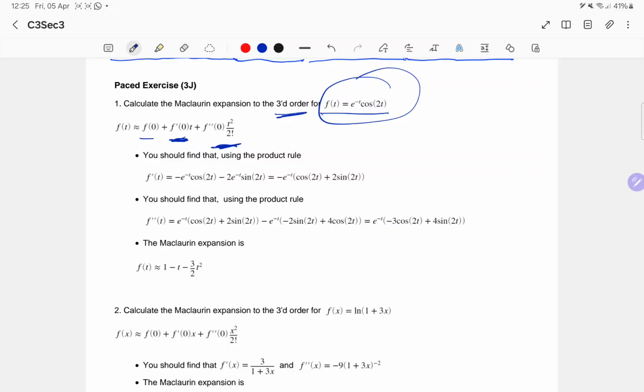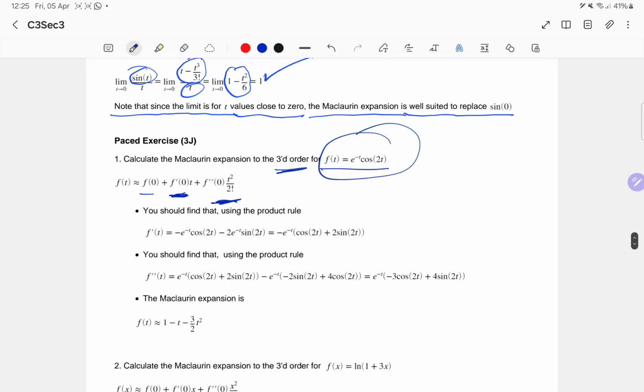Okay, preparing for the second derivative. So the second derivative, it's a product again, e and this. So using the product rule again, you should obtain this. So the Maclaurin expansion, you have f of 0 giving you what? 1. Okay, and f prime of 0 times t giving you t, f double prime of 0 t squared over 2 factorial giving you this term, or your expansion should simplify to this.